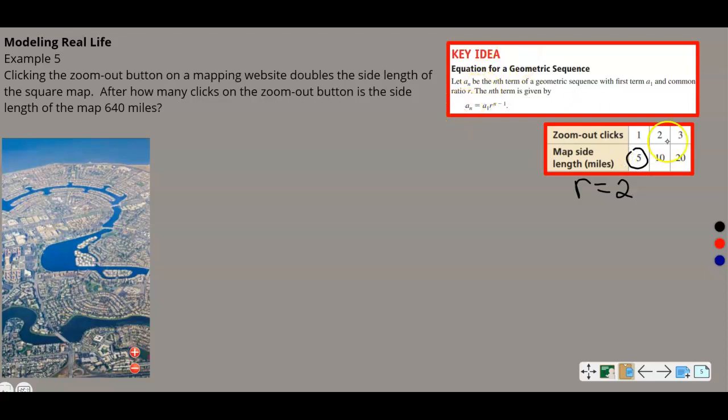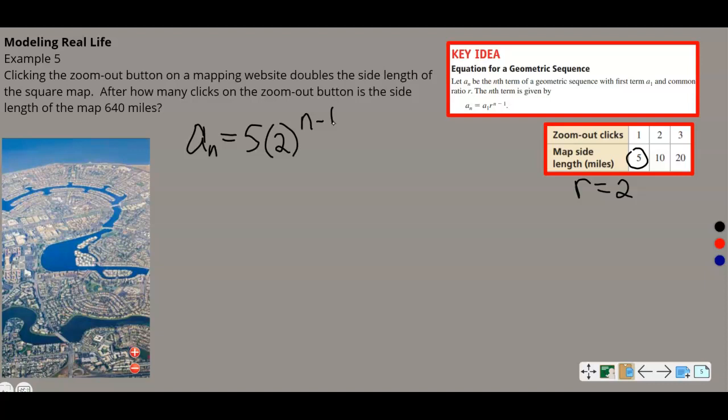So if you look here, our equation is a sub n. So we're looking for the nth term. Our first term is 5. Our common ratio is 2. And we're going to raise that to the n minus 1 power. So now that we've got an equation, we've got it set up. That's the main thing, being able to find your equation.